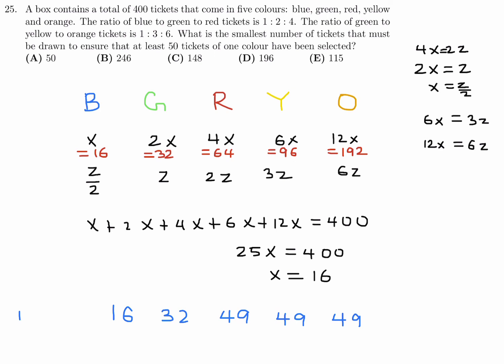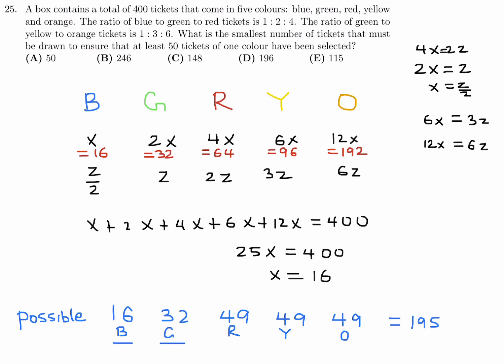So this scenario is possible. And we have to look at any extreme case scenario where it's possible to not have 50. This is a possible scenario where I chose 16 blue, I chose 32 green, 49 were red, 49 were yellow, and 49 were orange. So let's add these up, and when you do, you get 195. So far, in this extreme case scenario, we don't have 50 of any one color, but the very next ticket that's chosen will push me to 50.